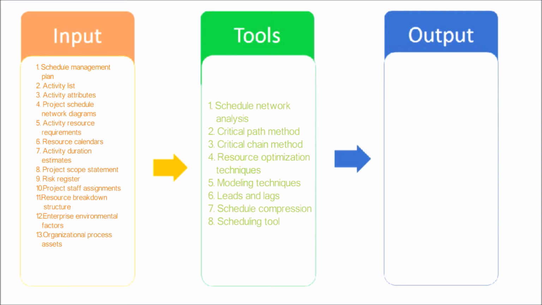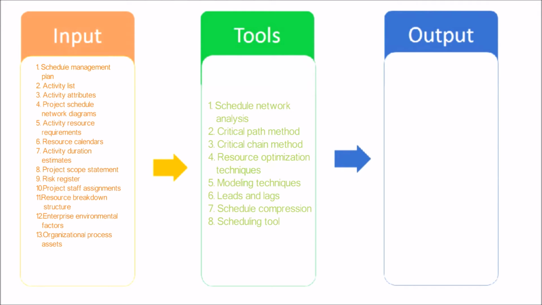Critical chain method. The critical chain method is a schedule method that allows the project team to place buffers on any project schedule path to account for limited resources and project uncertainties. Resource optimization techniques. Modeling techniques. Leads and lags. Leads and lags are refinements applied during network analysis to develop a viable schedule by adjusting the start time of the successor activities.